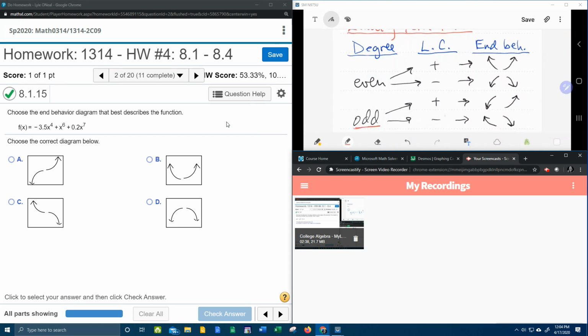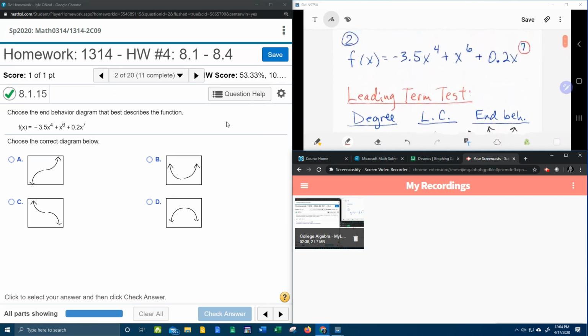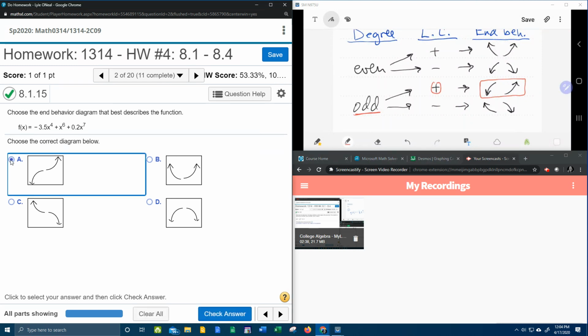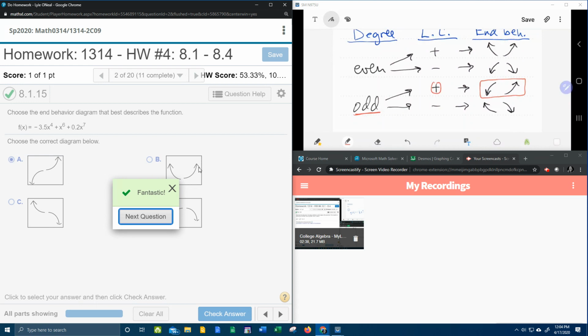Next, we need to know what the leading coefficient is, negative or positive. Remember, the leading coefficient is the number in front of the variable with the biggest power. So our leading coefficient is positive. And if you go through this little flowchart, you can see an odd positive gets us to this end behavior, which says rises right, falls left. And so if we choose that answer choice and check it, we can see that that is correct.